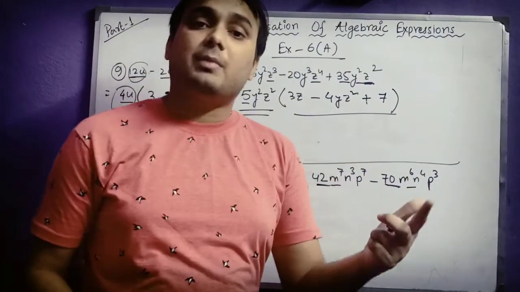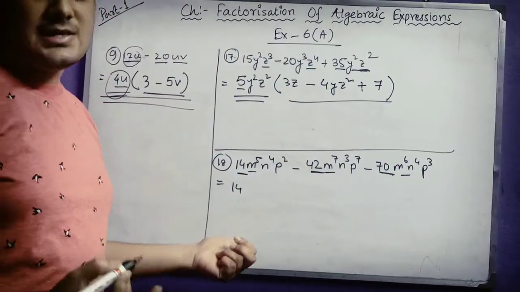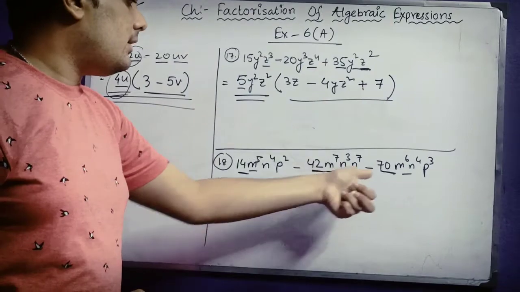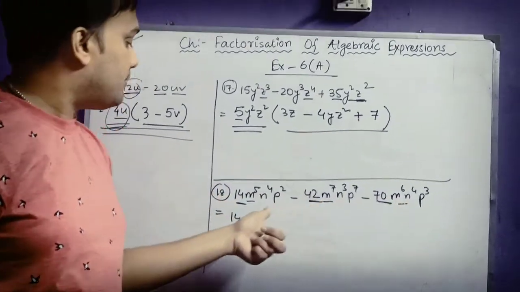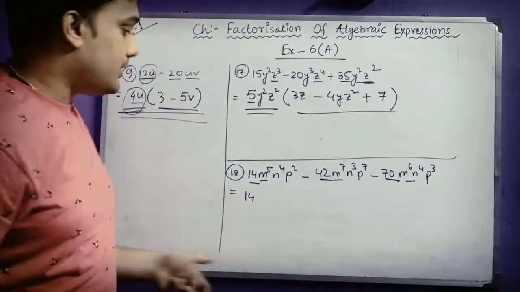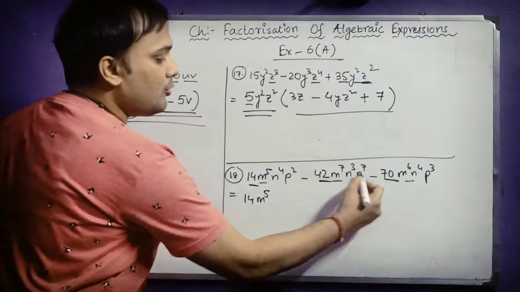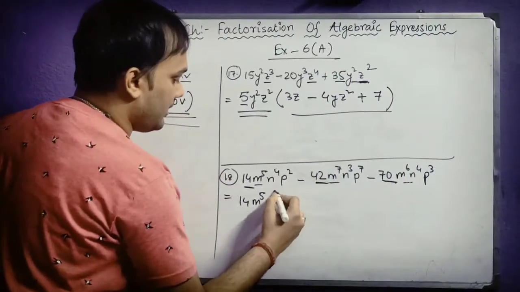So what is the m to the power which is common in all the three terms? It's m to the power 5. Because if I take m to the power 7, then this term does not have it and that term does not have it. So I have to take something which is there in all the three terms. So it is m to the power 5, m to the power 4, m cube, and m to the power 4. That means m to the power 3.